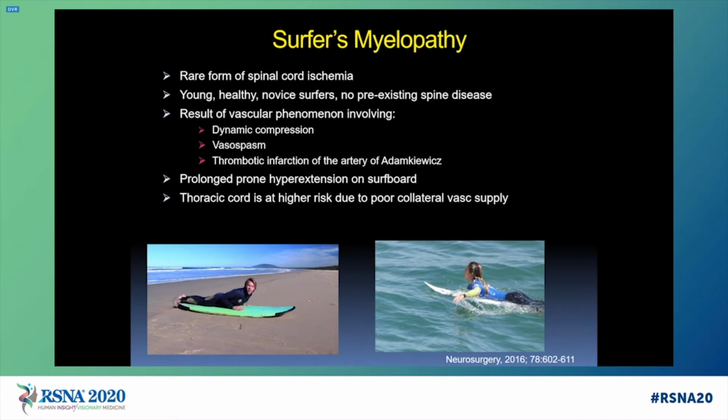Well, it's a rare form of spinal cord ischemia that affects young, healthy, novice surfers. So these are people who have never surfed before and who do not have any pre-existing spine disease. It's supposed to be the result of a vascular phenomenon that is a combination of dynamic compression, vasospasm, and thrombotic infarction of the anterior spinal artery due to prolonged hyperextension in the prone position over the surfboard. And apparently the thoracic cord is at higher risk due to poor collateral vascular supply.